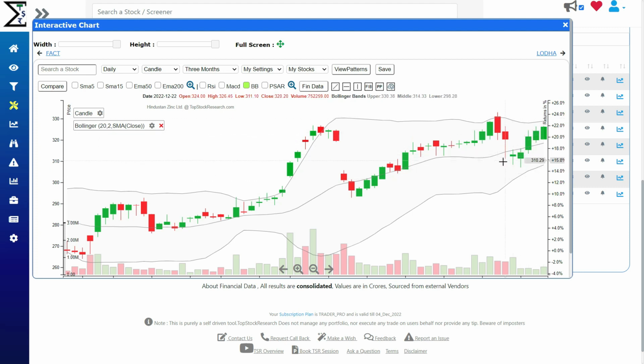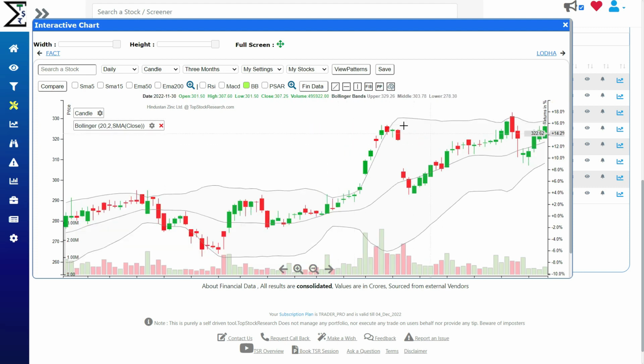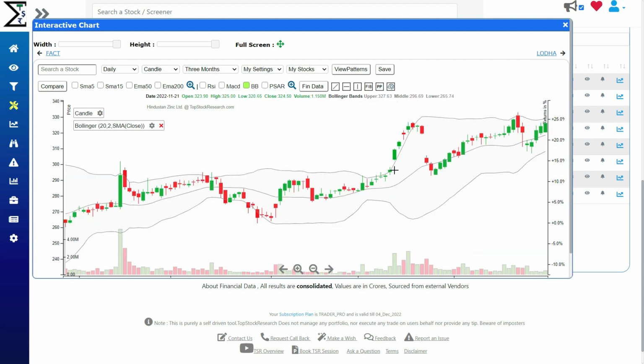In this picture, it has given a slightly better setup where it could eventually break this. If it breaks this, you'll see that the resistance level is also broken, the previous levels. So it may be ready for the next higher moves.